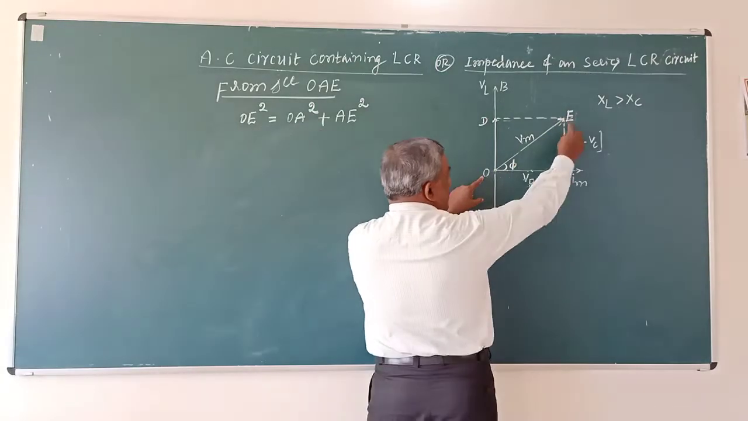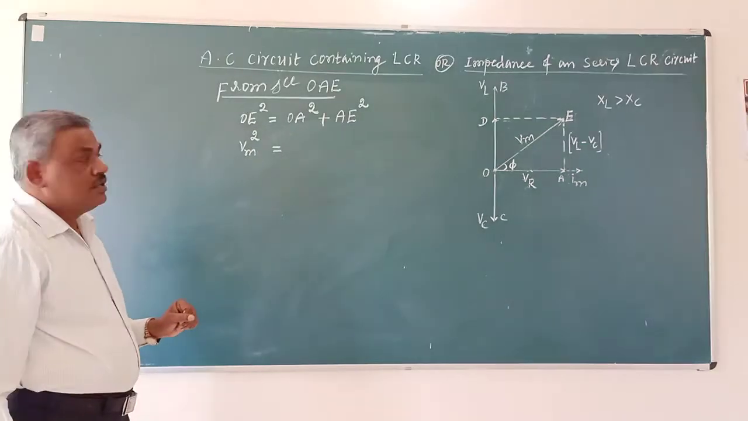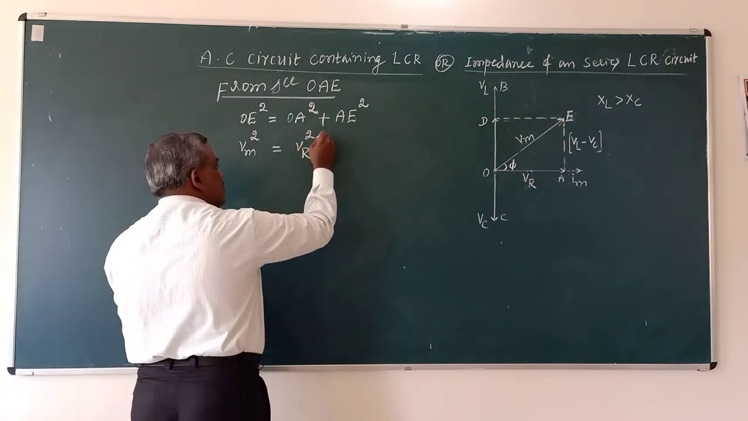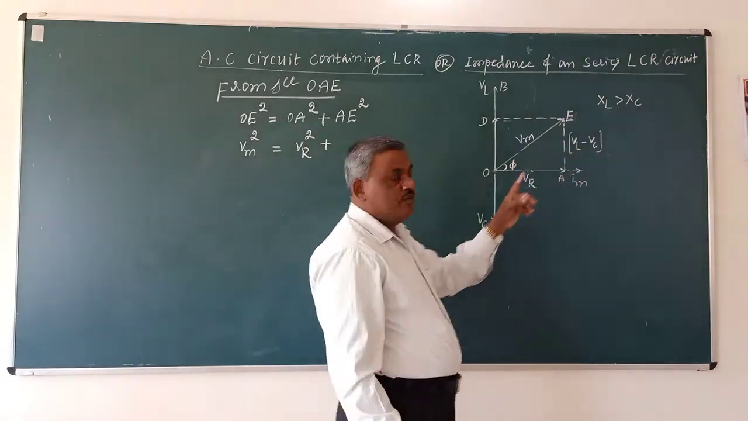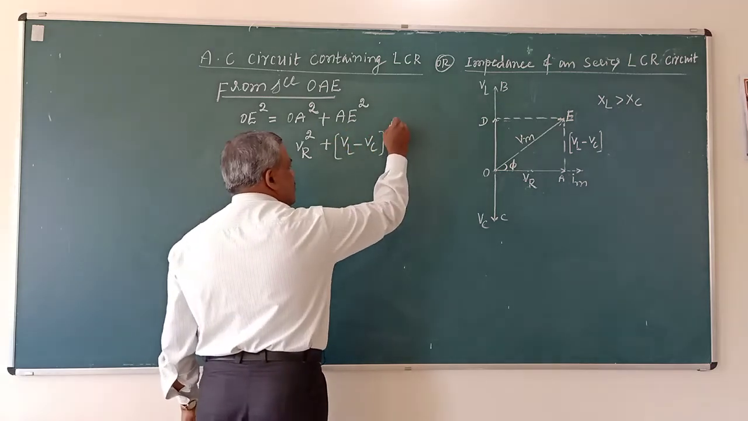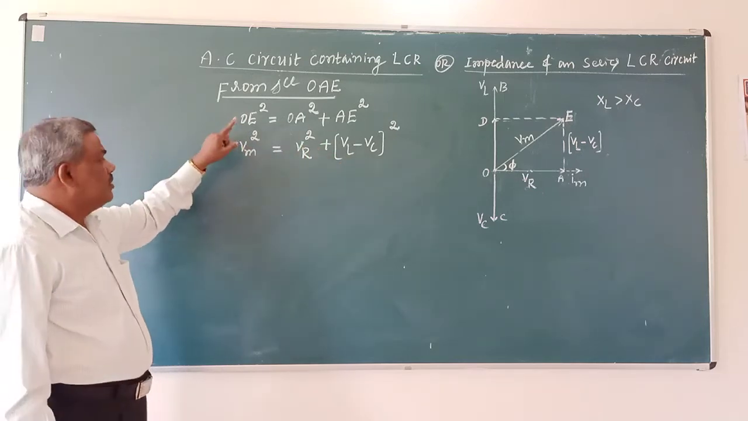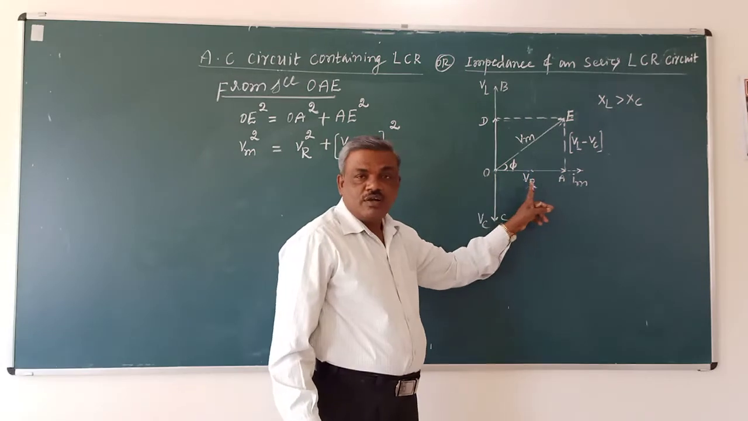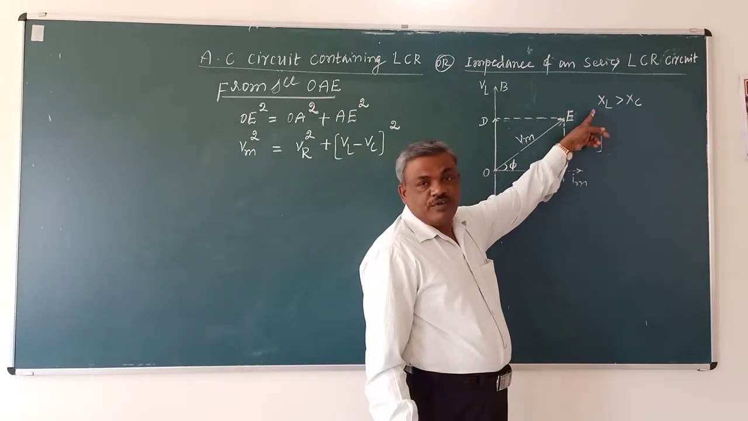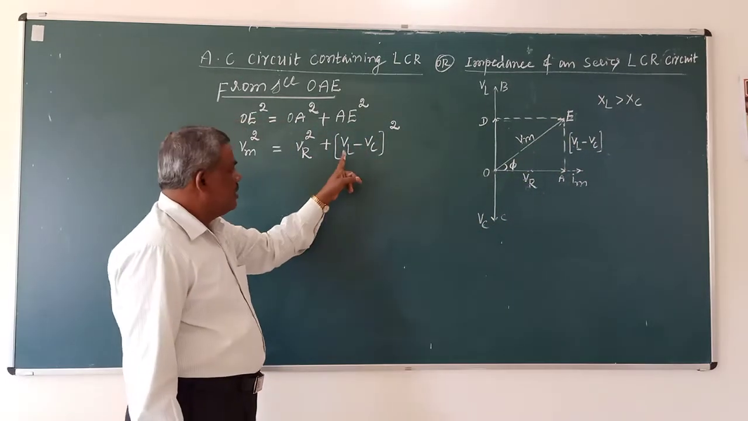So now in the diagram, OE equals VM, so VM square. OA equals VR, so VR square, plus AE equals VL minus VC, whole square. So VM square equals VR square plus VL minus VC whole square. So OE equals VM, OA equals VR, and AE equals VL minus VC. When does it take this value? If the inductive reactance is greater than the capacitive reactance, then AE equals VL minus VC.